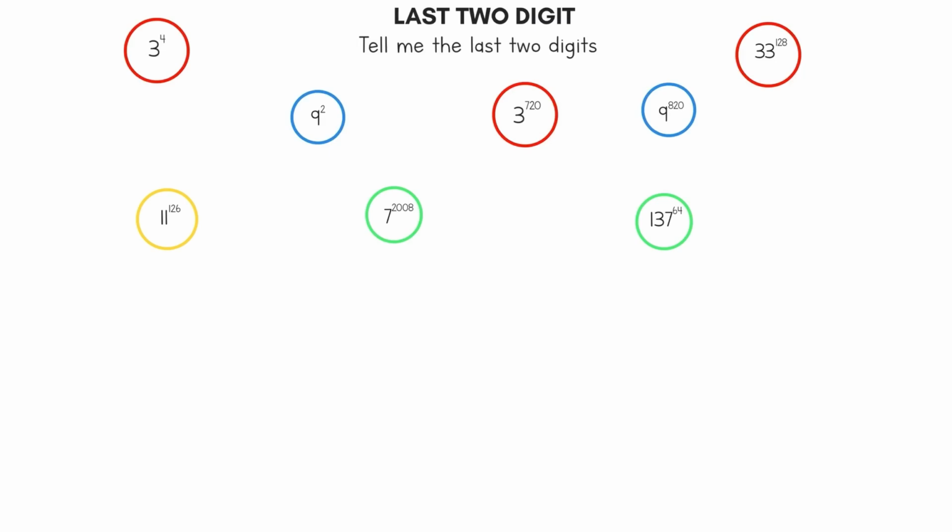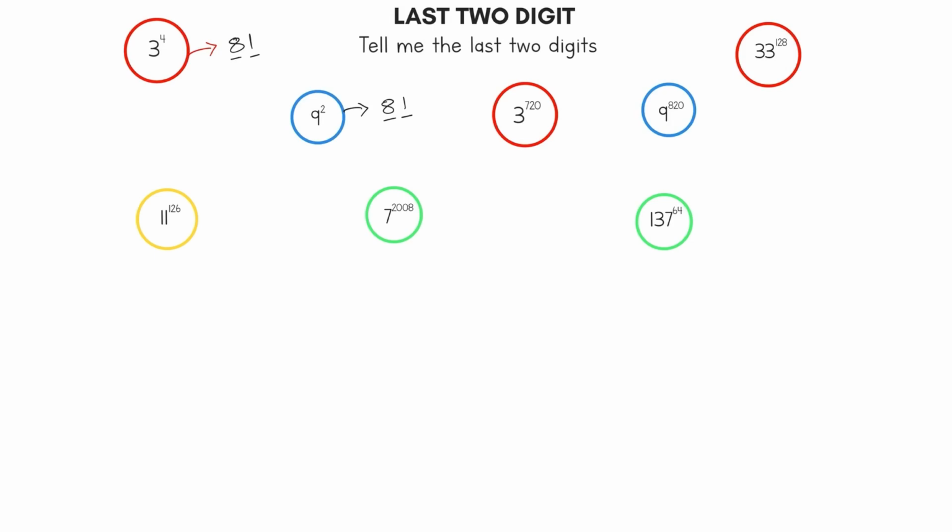So how will I start with this? Let's start with a simple problem and understand a pattern here. 3 raised to 4. What are the last 2 digits of 3 raised to 4? 81. Right? I know 3 raised to 4 is nothing but 9 into 9, and 9 into 9 is 81. It has only 2 digits, so the last 2 and the first 2, everything will be 81 here. 9 square: what will be the last 2 digits? Simple. Again 81. It has only 2 digits, so the last 2 will also be 81. Very simple.